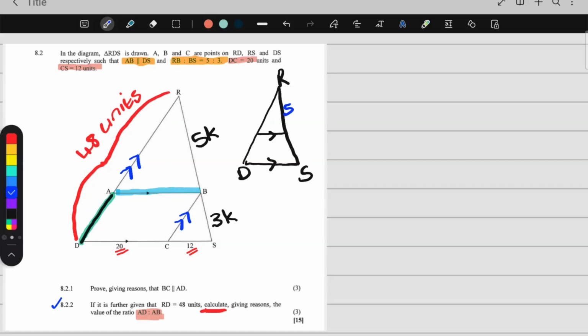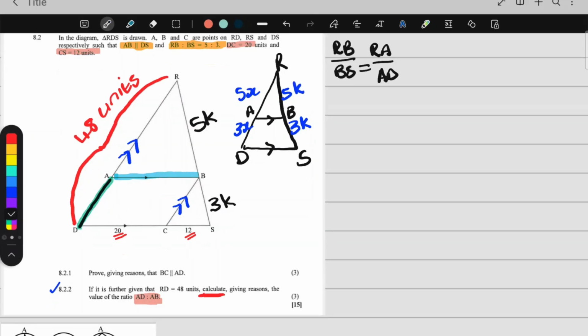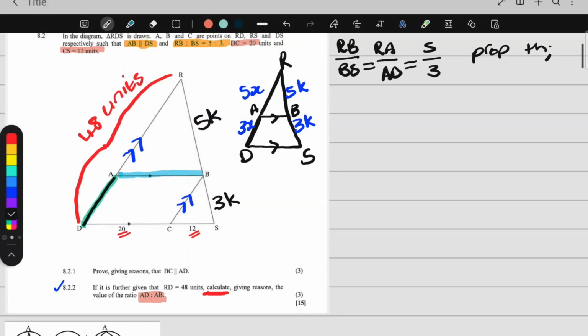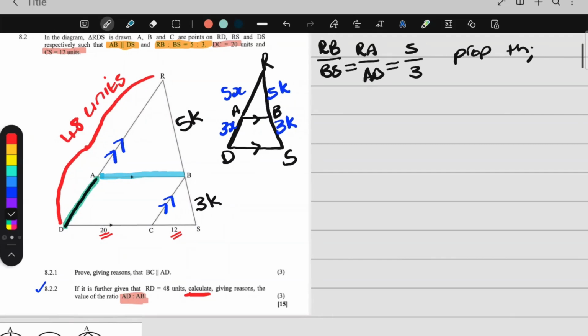So if this is 5 and 3, let's add K. Then this side is also 5 and 3. Here we can add X. Can you see there? So I'm just going to write that down quickly. So I'm going to say RB over BS is RA over AD. And that is 5 over 3. My reason is prop theorem. The lines that are parallel is AB is parallel to DS. Okay, so I filled that in.